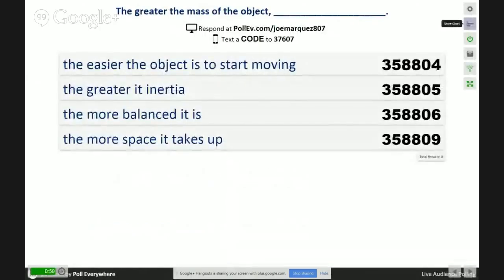Speaking of which, this question is like the last one. The greater the mass of an object, what is affected? And in fact, changing the mass of an object is the only way you can change this.